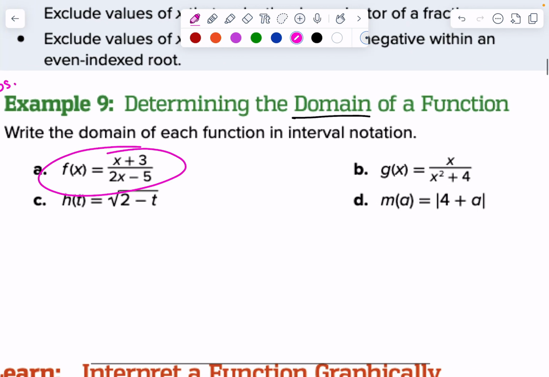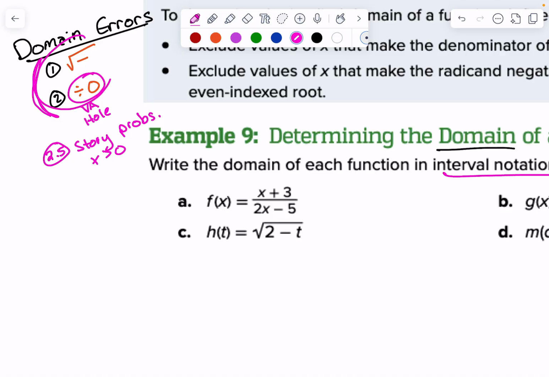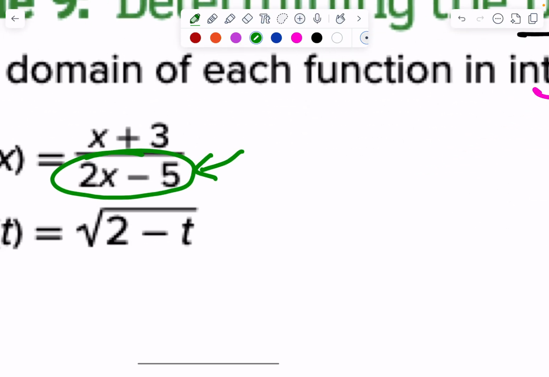Write the domain of each function in interval notation. So keeping in mind these two rules, A is going to be a violation of rule number 2. I cannot divide by 0, because I have a denominator here, and I could potentially have 0 in the bottom, and I don't want that to happen. Whenever we have a bottom, we don't care what the top is. X plus 3 can be anything it wants to be, but I know that 2x minus 5 cannot be equal to 0.